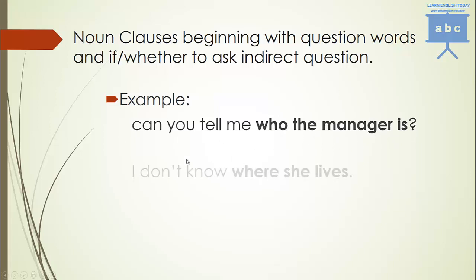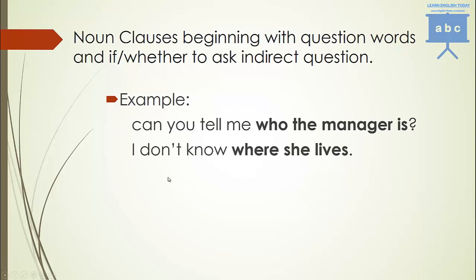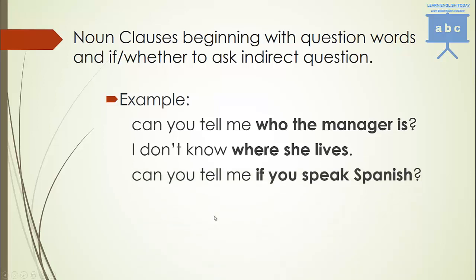The next one: "I don't know where she lives." "Where she lives" is also a noun clause. The next: "Can you tell me if you speak Spanish?" "If you speak Spanish." We use "if" or "whether" or some other WH words to ask an indirect question. Okay, let's see how we do this.